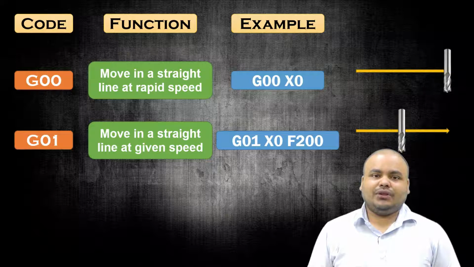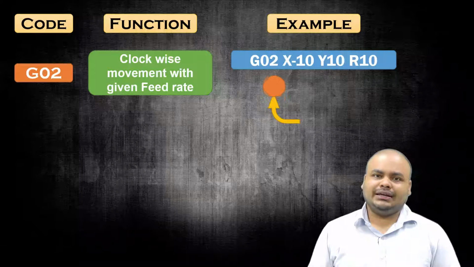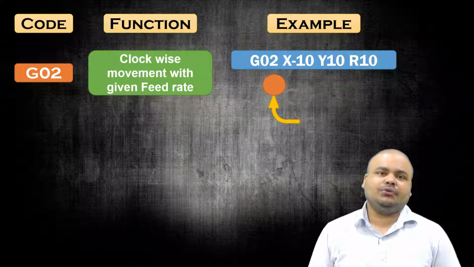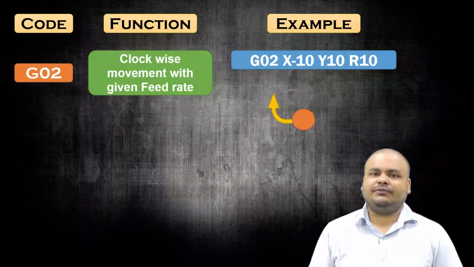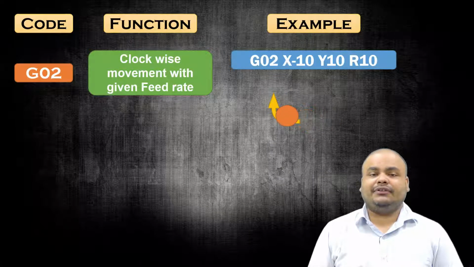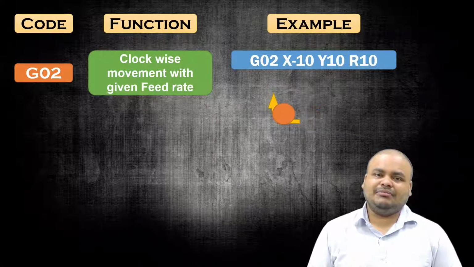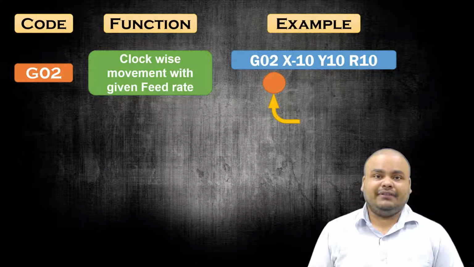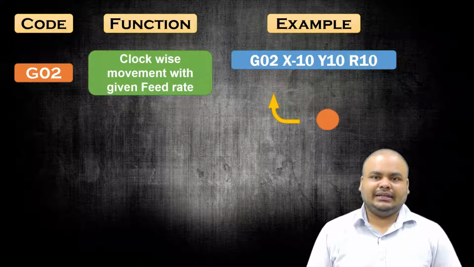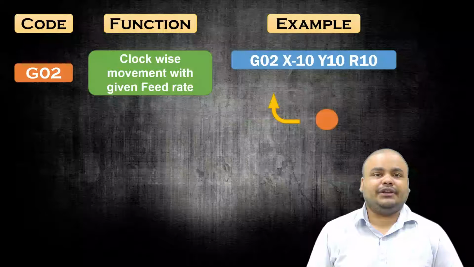Okay, then moving on to the next one, that is G02. If we need to move the tool in a radial way, that means in an arc, or along a particular radius, then we have to take the help of G02. G02 stands for the clockwise movement of a cutting tool with a given feed rate. For example, I have given here G02, X minus 10, Y 10 and R 10 along with a feed rate. Initially you can give F200, 500 or similarly.